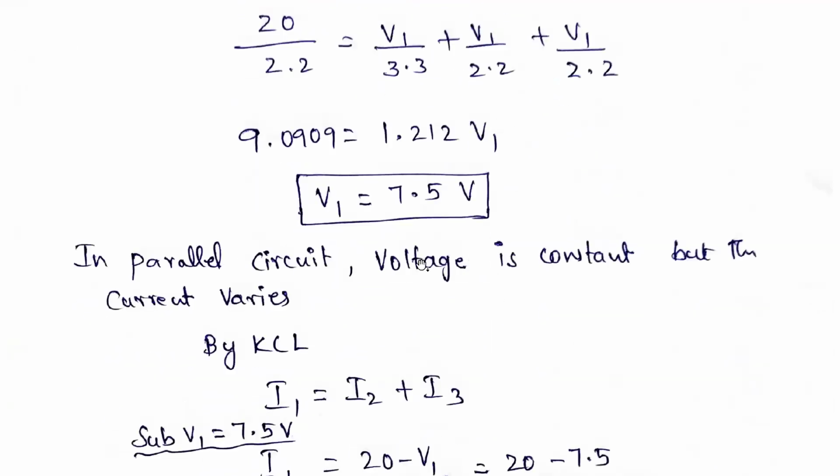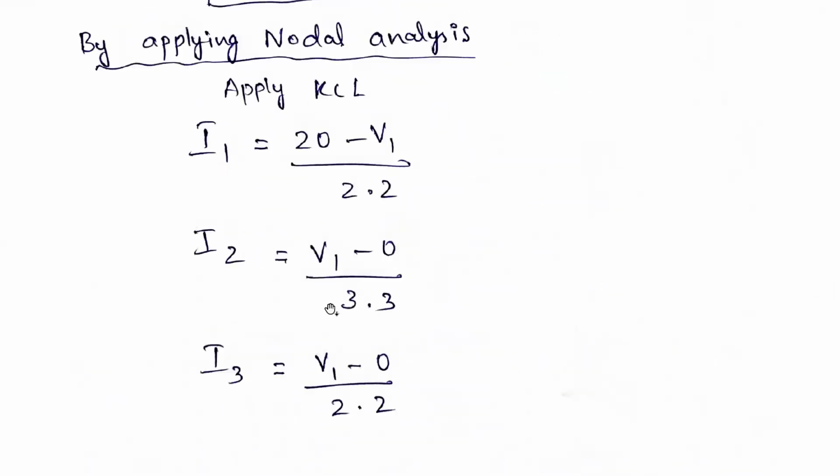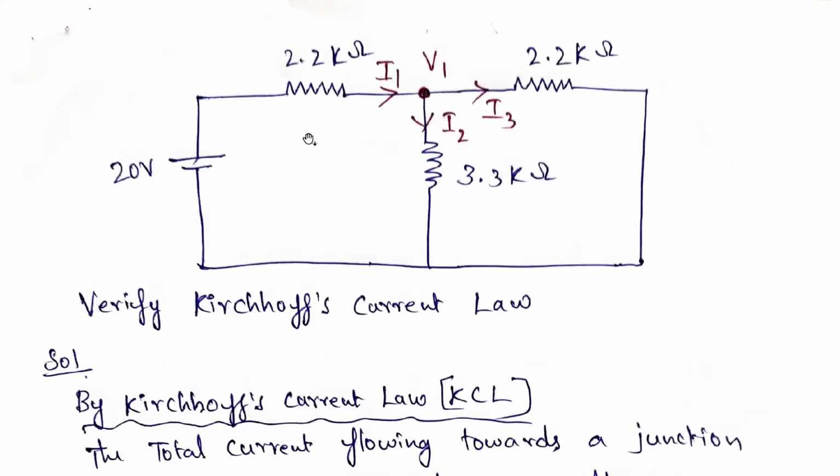In a parallel circuit, the voltage is constant, but the current varies. How is the voltage constant? Consider a 230 volt single phase AC supply connected here, and these are all loads. Like in our house, how it is connected: only one voltage source comes to the energy meter, and after that all of these are loads. Say this resistance is one load, for example a refrigerator.